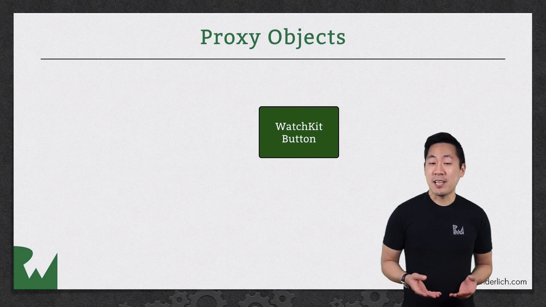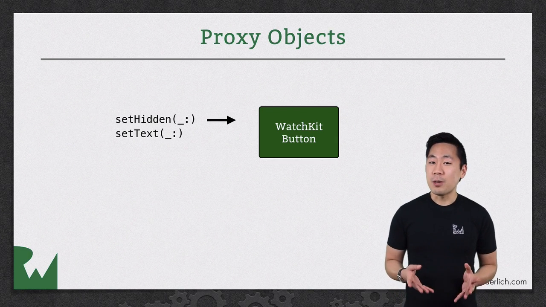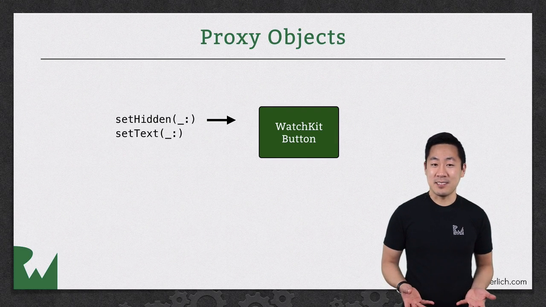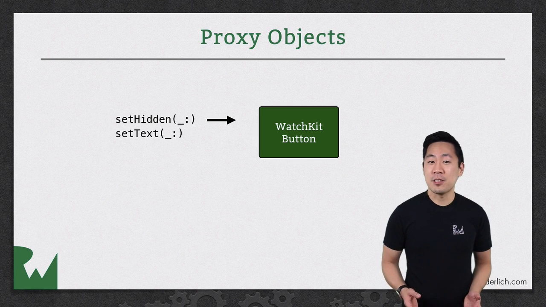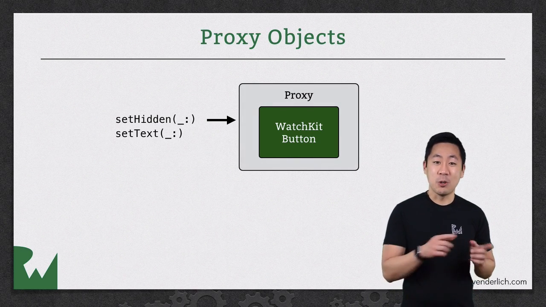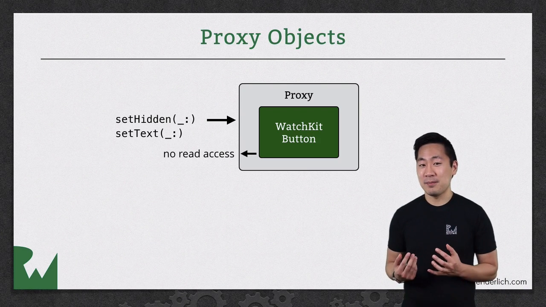Interface objects in WatchKit have a lot of methods, such as setHidden and setText, but no properties to check whether something is hidden or to read the current text. Interface objects on the watch are proxy objects. You can almost think of them as write-only objects that you can message, but they can't send messages back.